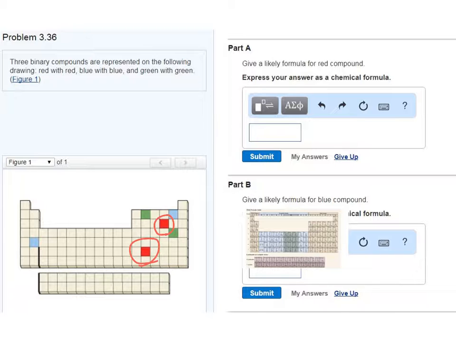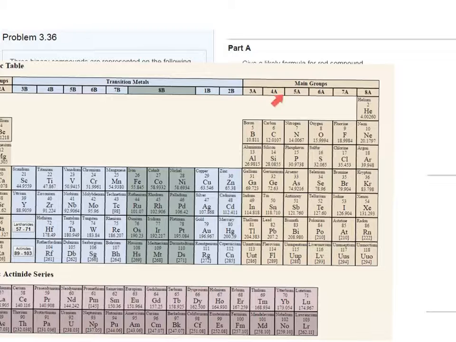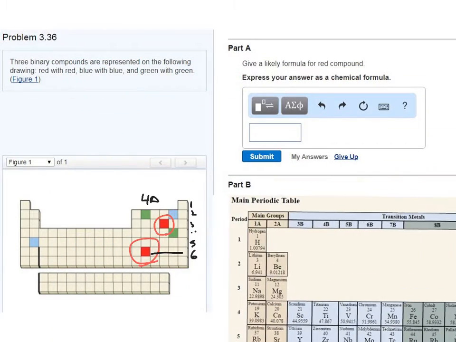This would be period 4. This would be group 4A, and it would be period 1, 2, 3, 4, 5, 6. So we're looking for the element in group 4A, period 6. So I'm going to open up my periodic table. Group 4A, period 6 would be lead. So lead is one of my elements I'm going to be using to make the compound with.